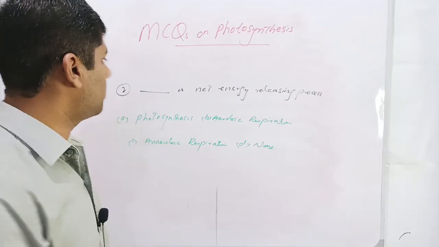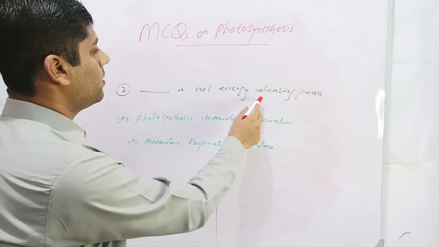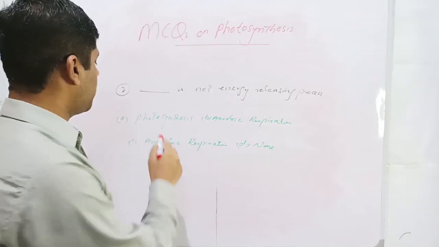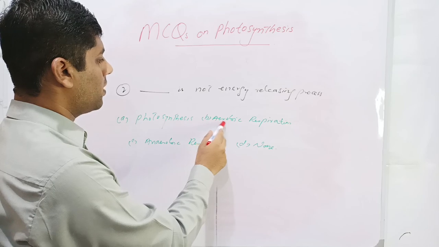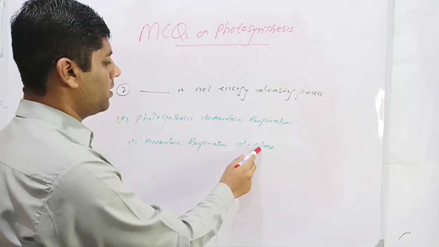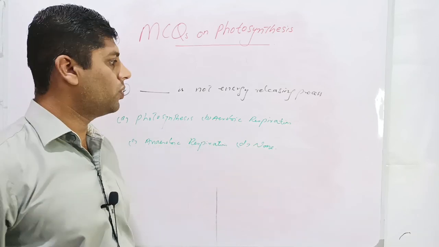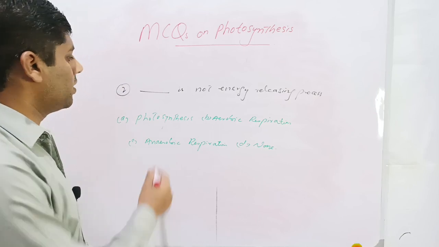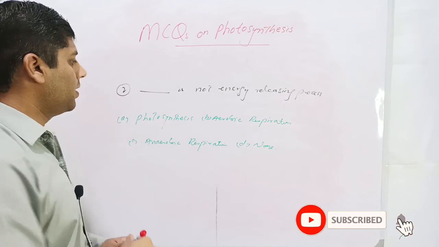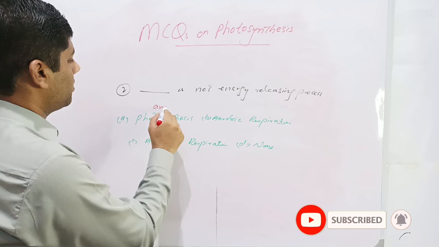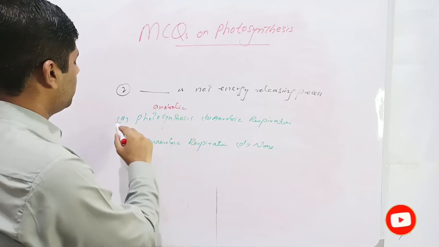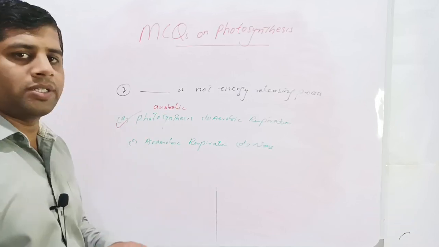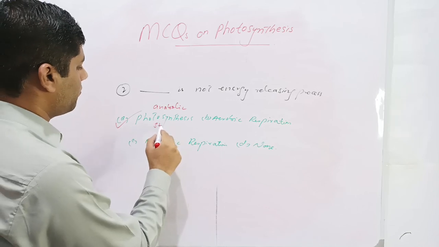Second question is, dash is not an energy releasing process. Given options are photosynthesis, aerobic respiration, anaerobic respiration, and none of these. So we know that during the process of photosynthesis, energy is stored. It is also referred to as an anabolic process in which the energy is stored. So this is the correct option in which energy is not released, rather it is stored.